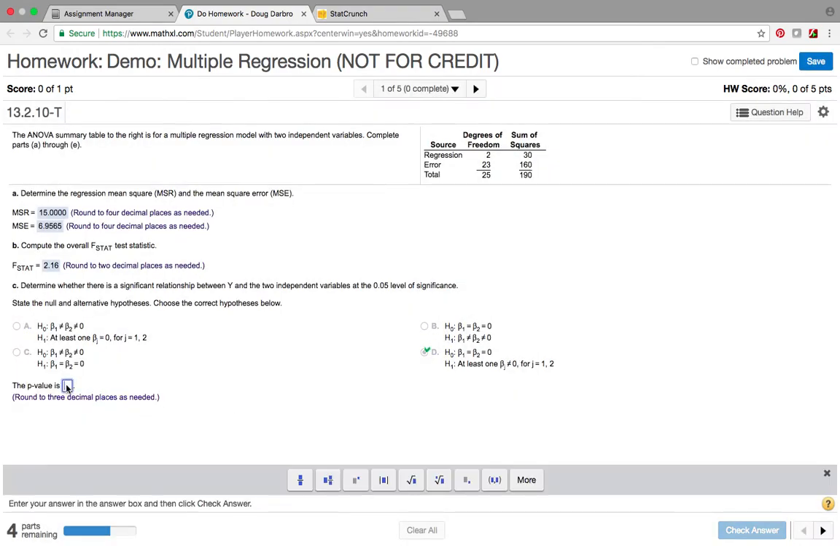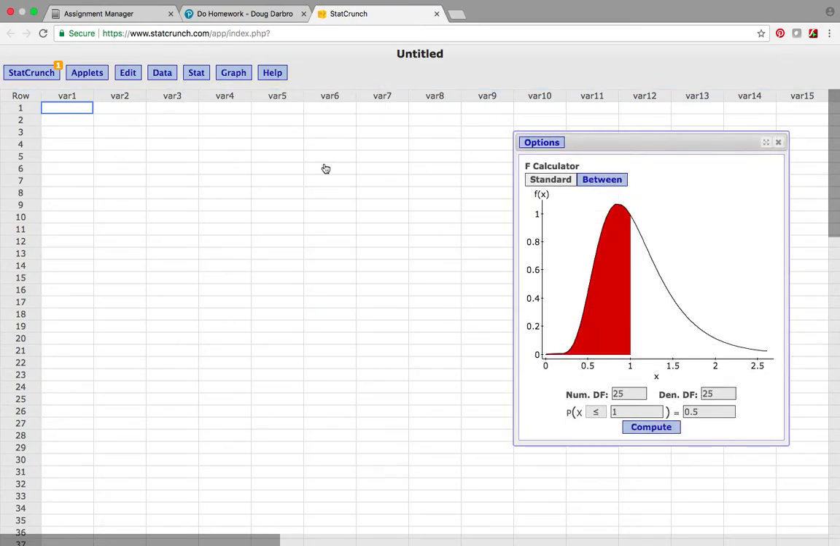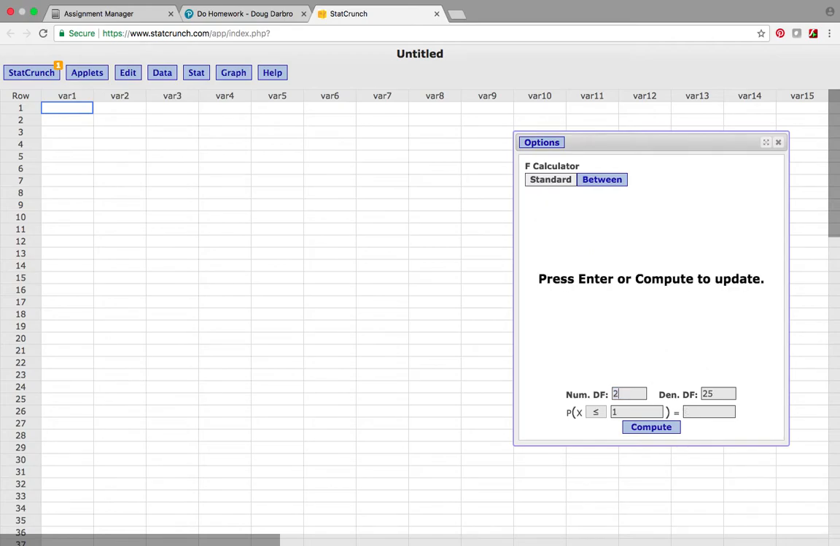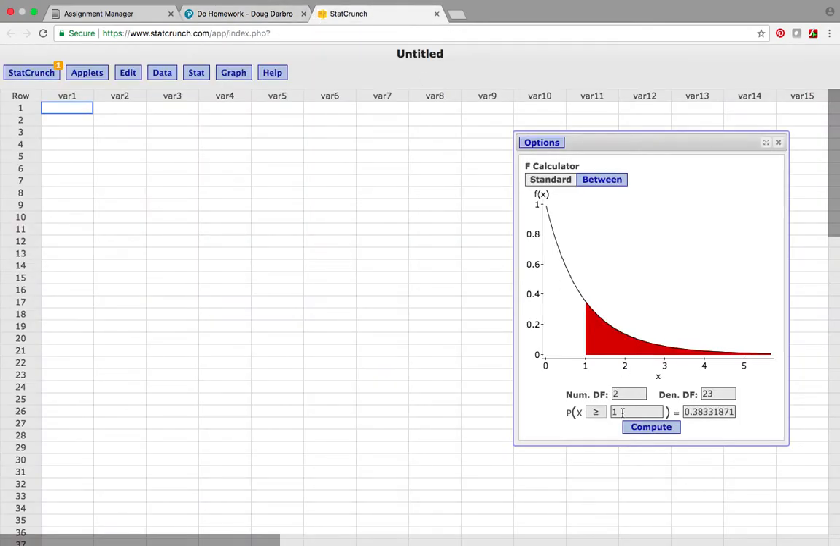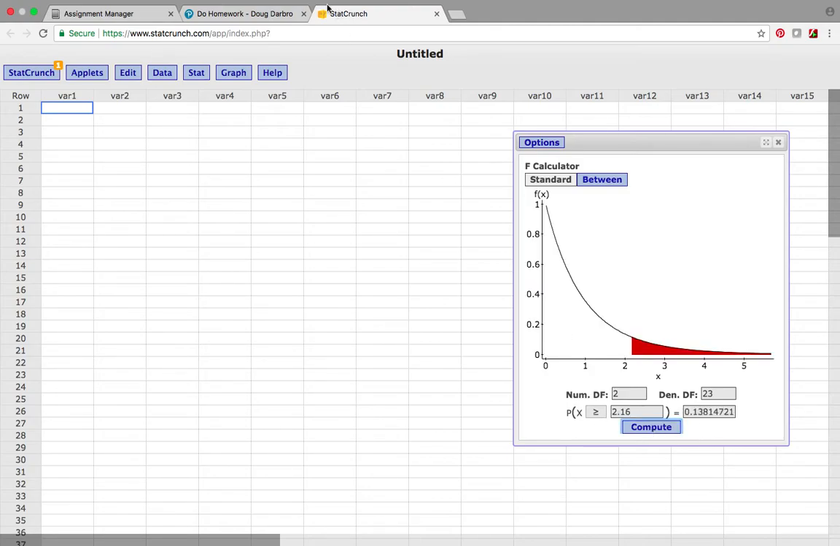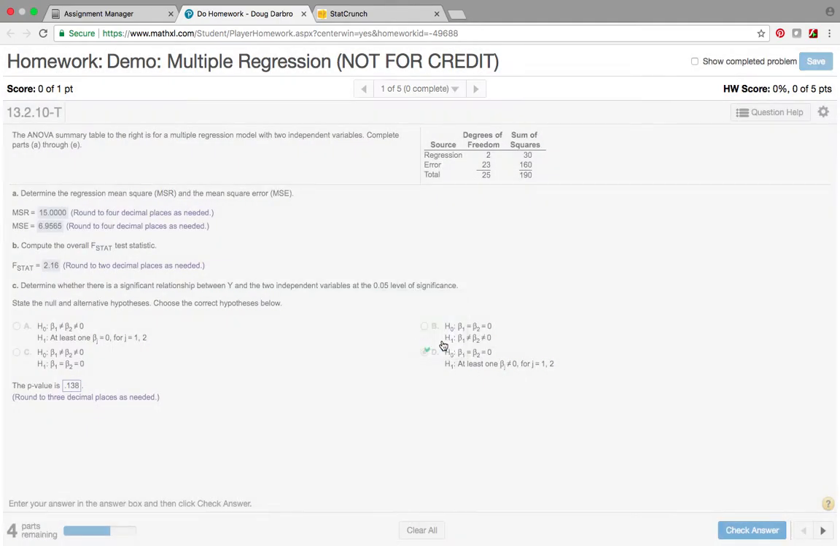Now, the next thing it wants us to find is the p-value for the 2.16. If we go to StatCrunch and go to F, and look back at our degrees of freedom of 2 and 23, we want the area to the right of our F statistic, which is 2.16, rounded to 3 places. So it's 0.138. Isn't technology wonderful? Well, it is when it works.